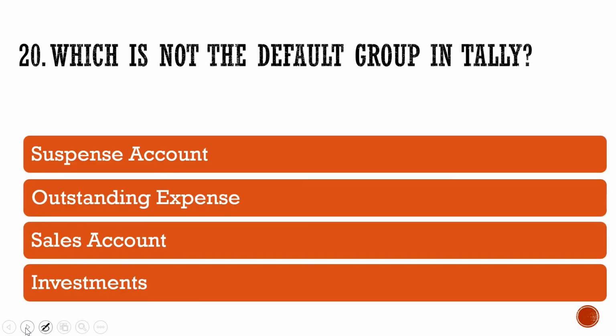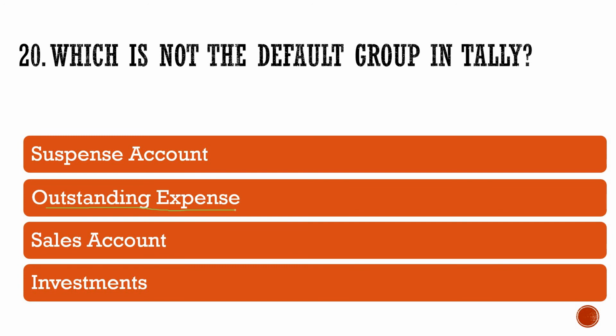Next question: which is not the default group in Tally? Yes, Tally has given us primary groups as well as subgroups. Which is not the default group in Tally? I will read out the options: suspense account, outstanding expense, sales account, investment. Tally has not given us one option of group, that is outstanding expenses, which we can create.